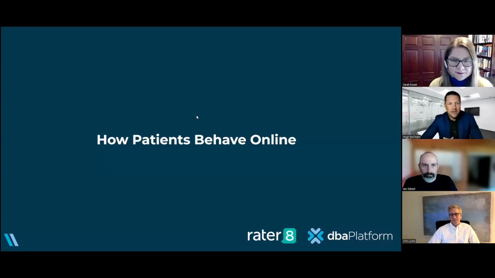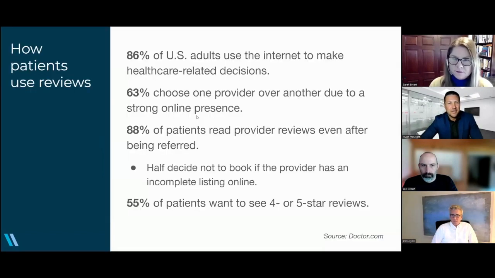To get started, I think it's always a good place to start with, why do we do what we do? Why is it important? And that starts with how patients are finding doctors and healthcare online. So I don't know if we're going to go to the next slide. Here are some statistics of how patients are using the reviews that they see online to choose their healthcare.